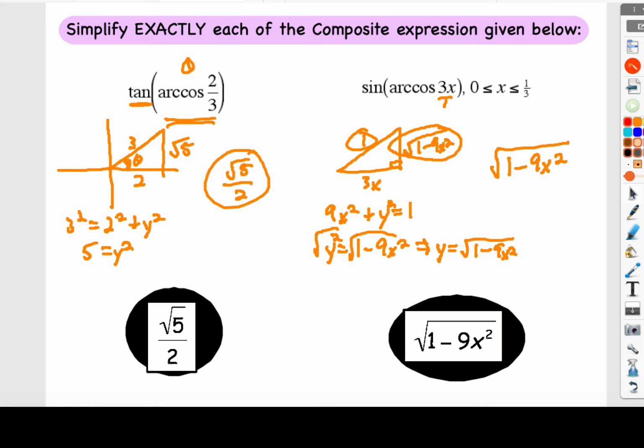Again, the number one major way to do these: draw yourself a picture. If you can picture what's happening inside the composed function, then you can use your picture, use your diagram to find what happens on the outside.